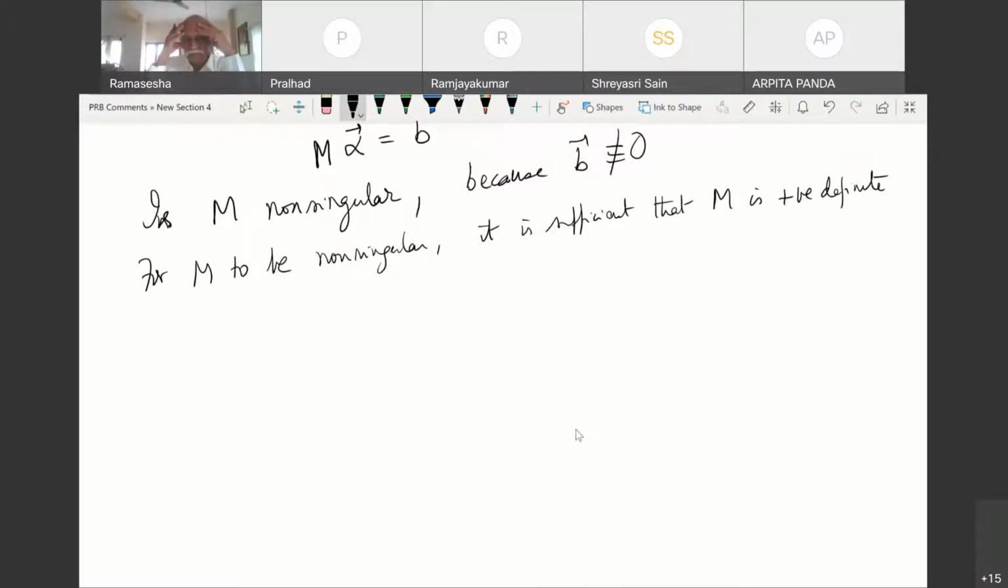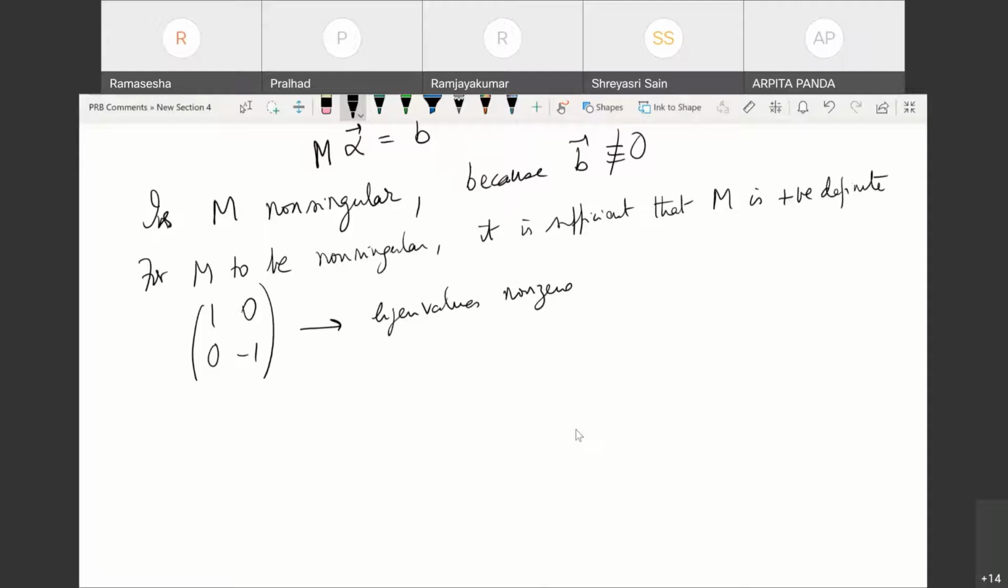Yes, it can have. For example, you can have this matrix 1, 0, 0. This has an inverse, the same thing. But the eigenvalues are 1 and minus 1. Non-zero, but not all positive. So this also can have an inverse. So positive definiteness is actually a much stronger criterion than having an inverse.